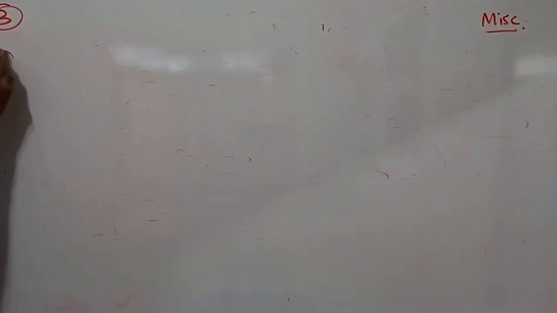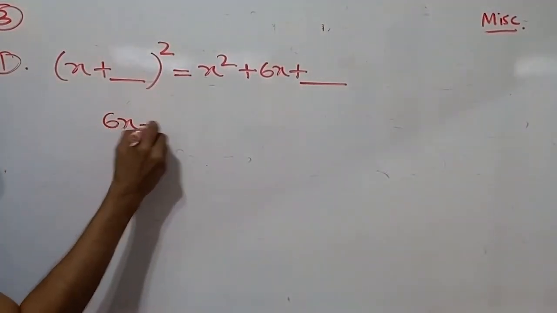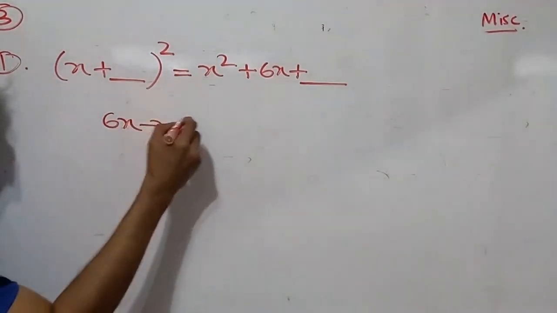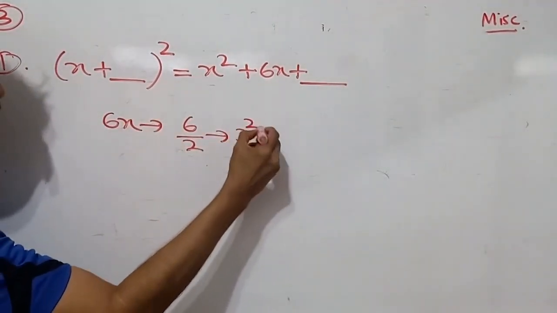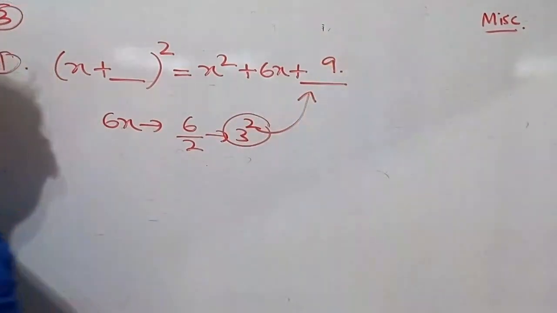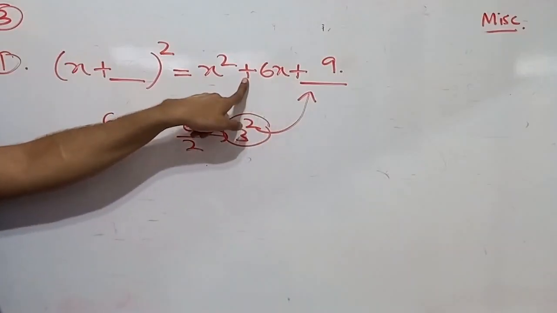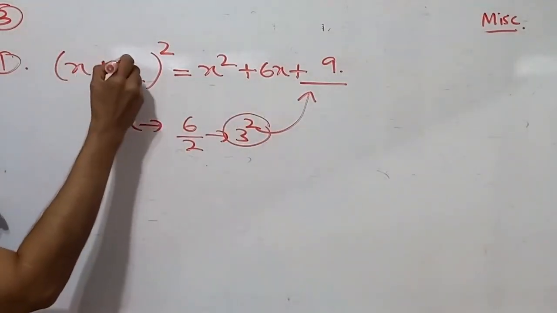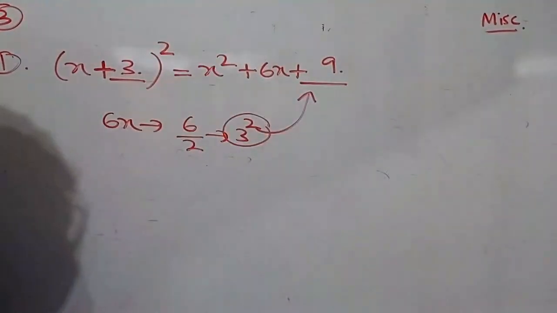Right. Part 1. So here what's the middle term? 6x. What's the coefficient of x? 6. So we divide this by 2. Then we get 3. Then we square this. That is what comes here. So this is 9. So this is positive. This is also positive. Here also it is positive. So what should come here? 3. Its square root is what should come here.